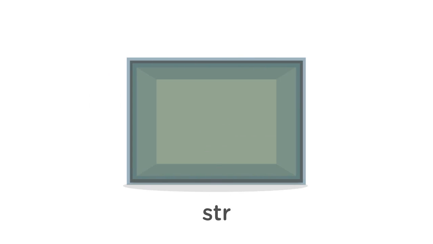Think of a variable as a glass box with a name. You can put data into this box. Now the data can be many different types, and here we just put some text or a string in our box. Anytime we need to use that string, we can simply use the name of the box.